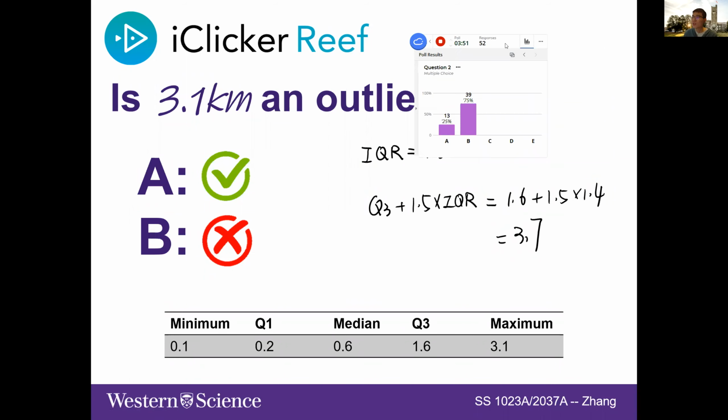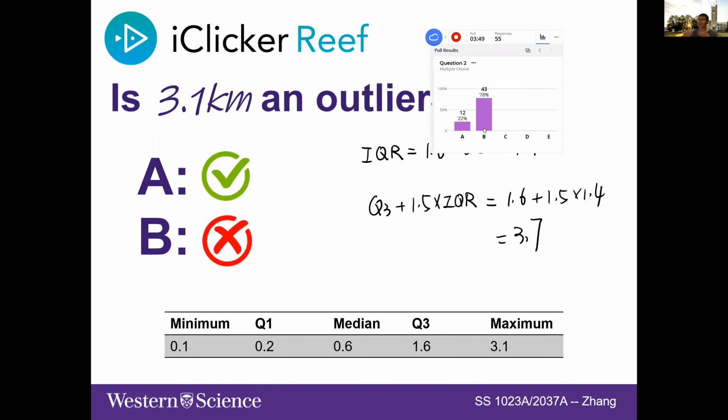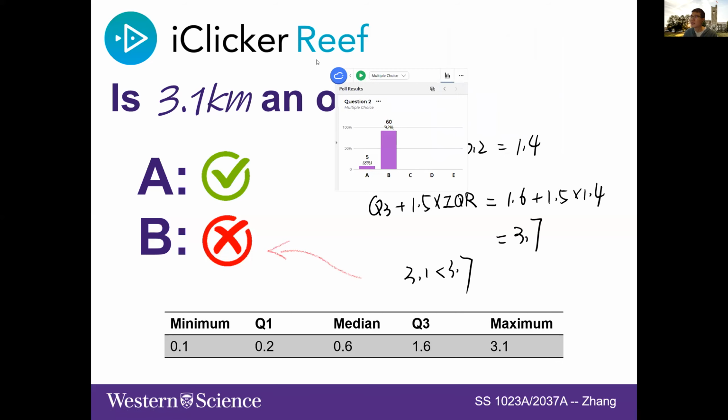I guess you must be really close to the true answer right now. Okay, so as you see, 3.1 is smaller than 3.7. Which means this point is located within our range, not in the outlier region. So that's why we won't consider 3.1 an outlier based on this 1.5 interquartile range rule. Yeah, so did you get it right?